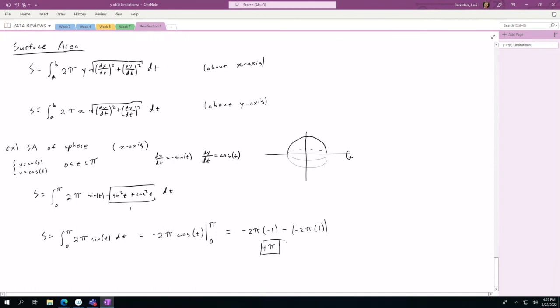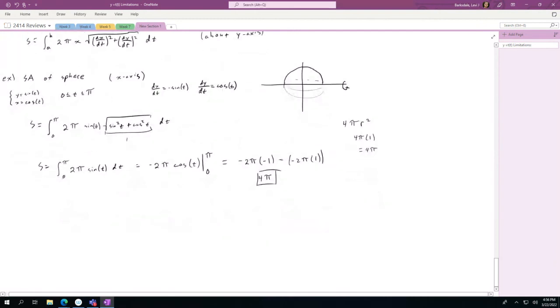And this actually matches with our geometric knowledge of surface areas of a sphere. Surface area of a sphere is 4 pi r squared, and in this case, because our radius is 1, we have 4 pi times 1, which is 4 pi. So we do indeed have the correct surface area.